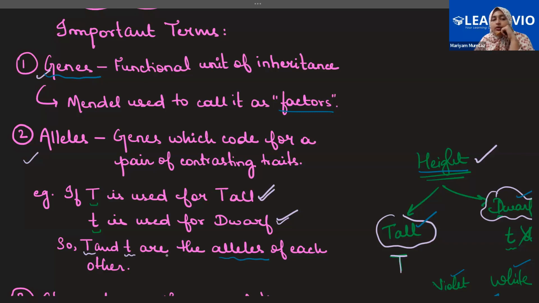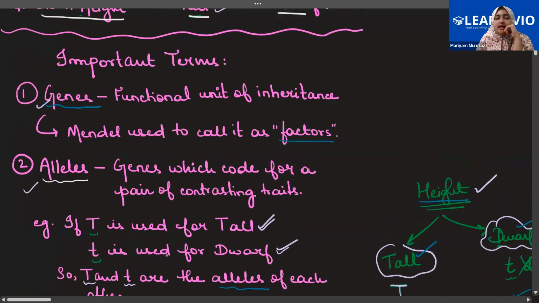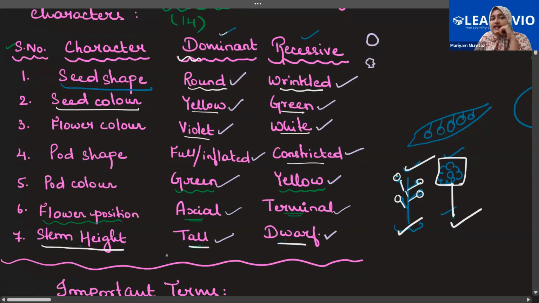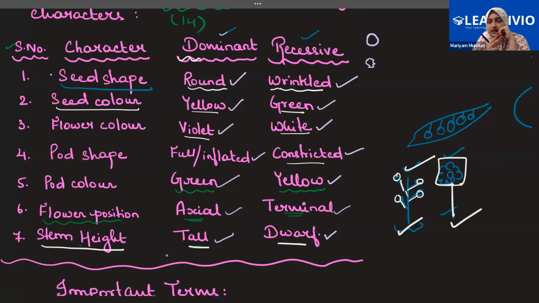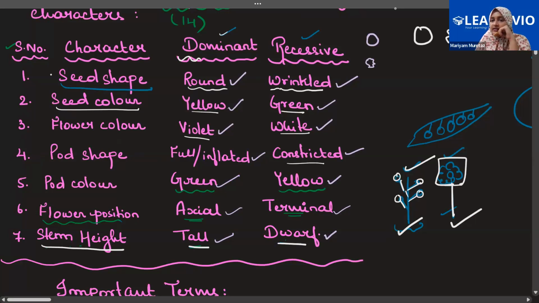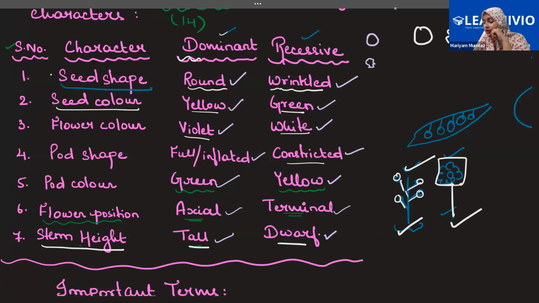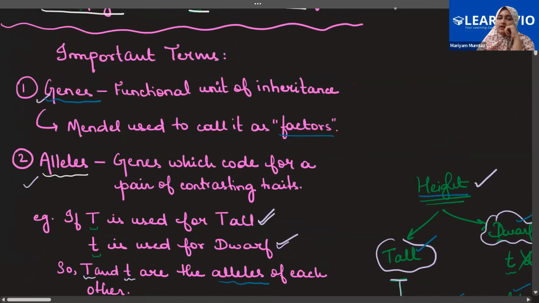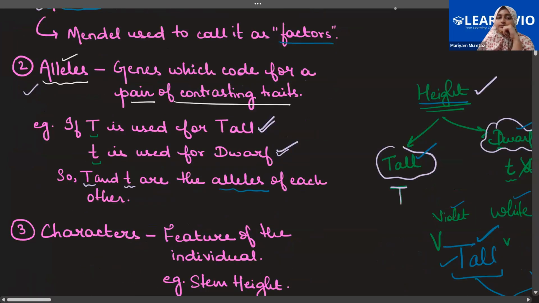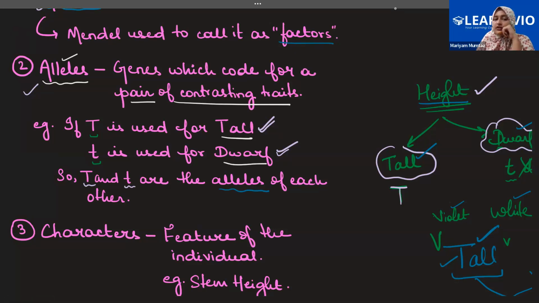Now, the next thing that you must know about is alleles. The genes which code for a pair of contrasting traits. For example, seed shape. The seed shape is round, and also it is wrinkled. So round and wrinkled are the alleles of each other because they are opposite of each other. Round is a full shape like this, and wrinkled is like this. So they are complete opposites of each other, and we can call them alleles of each other. So the genes which code for a pair of contrasting traits are known as alleles. For example, if capital T is used for tall and small t is used for dwarf, both the capital T and the small t are the alleles of each other.